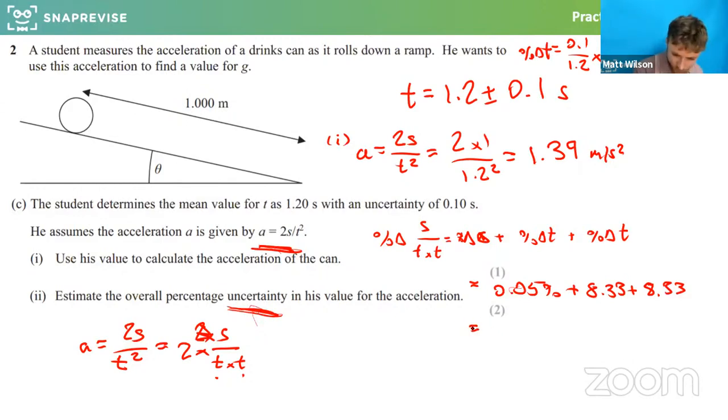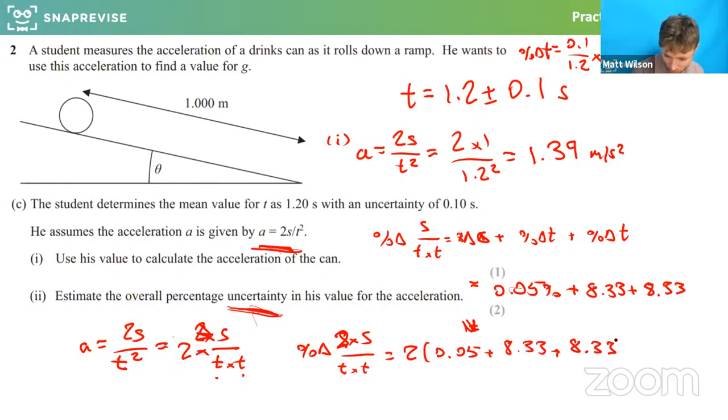And then the last thing you're going to want to do is notice that when you multiply some quantity, any quantity you like, by some number, you also have to multiply the uncertainty by the same number. So the percentage uncertainty in two lots of S over T times T is simply going to be two lots of all of this stuff, which you can then chuck into a calculator. And if you chuck all that into a calculator, you should get around 33.42%.